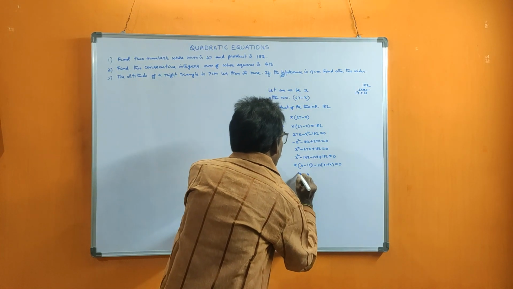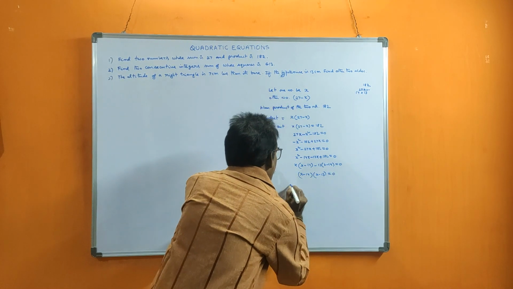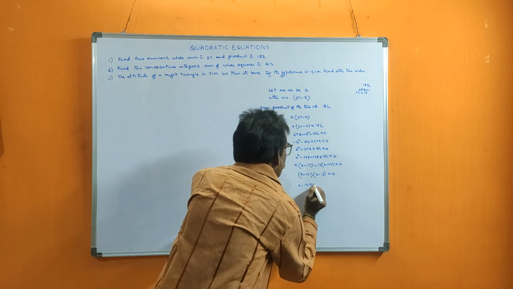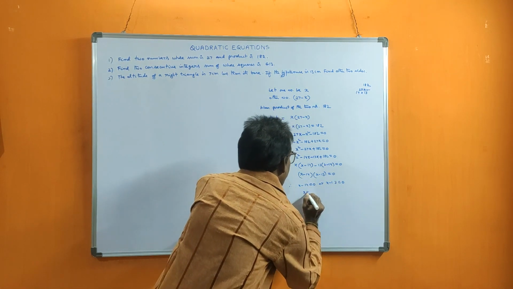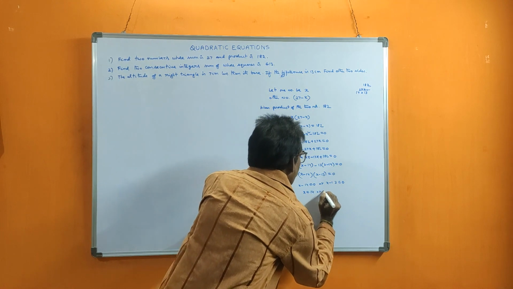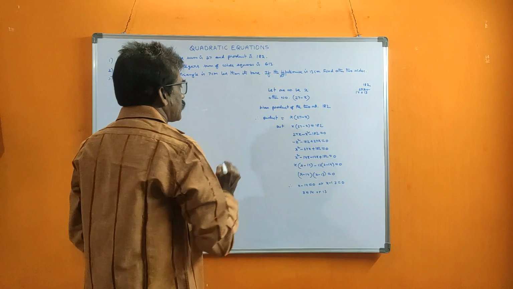Now x minus 14 is common. Here x minus 13 is left. Therefore x minus 14 is equal to 0 or x minus 13 is equal to 0. Therefore x is equal to 14 or 13.